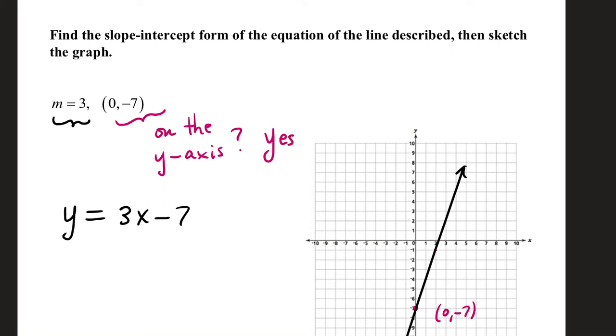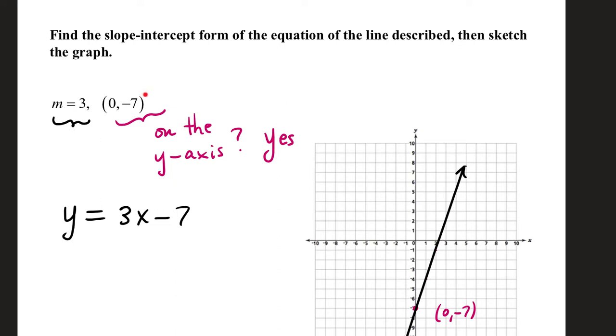In this video, we're going to look at writing equations of lines in slope-intercept form, given some information about the line. To start off, we're going to find the slope-intercept form of the equation of the line described and sketch the graph. We are given a slope of 3 and a point of (0, -7).